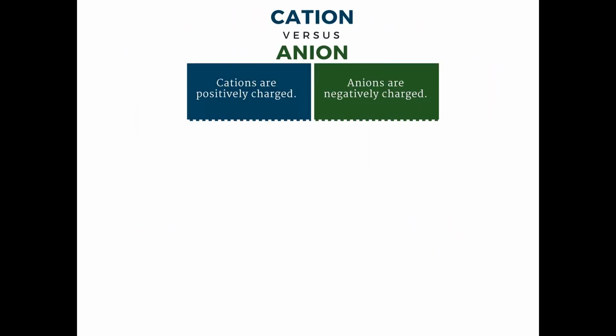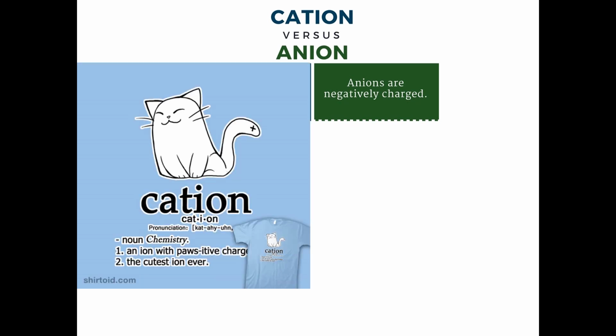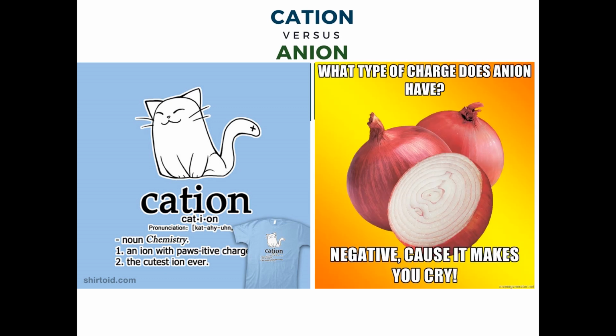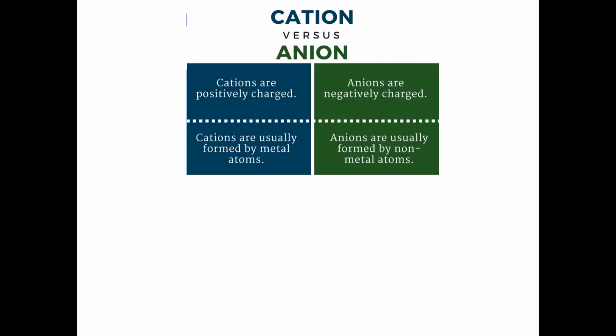Cations are positively charged, like the sodium ion we discussed, whereas anions are negatively charged. If you have trouble remembering these terms, you can try to remember them like this. Cations are like cats because they're positive, whereas anions are like onions. They're negative because they make you cry. Cations are usually formed by metal atoms, and anions are usually formed by nonmetal atoms.